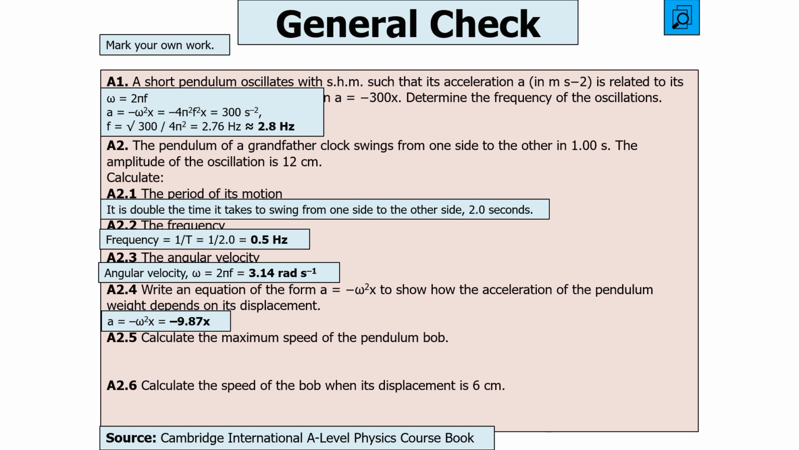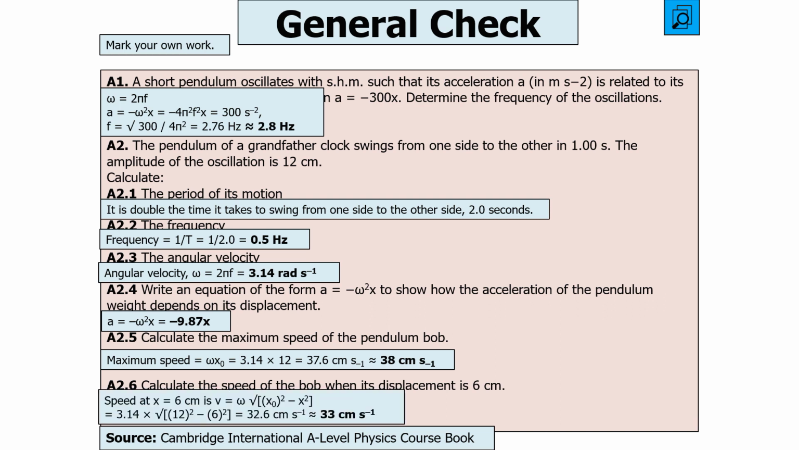The maximum speed, we know from the equation sheet that vmax is equal to omega, 2 pi f, times the amplitude, which is x0 in this particular notation. So it's 3.14 radians per second times the maximum, which is 12 centimeters. We work in centimeters here, so the speed is 38 centimeters per second. Then for the speed, the equation is v equals omega times the square root of amplitude squared minus x squared. Pop in all the values, and we get 33 centimeters per second.